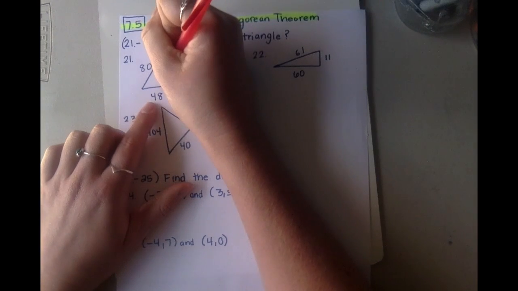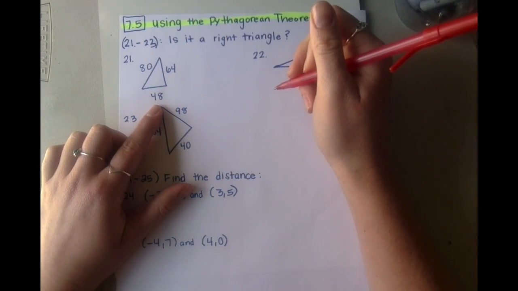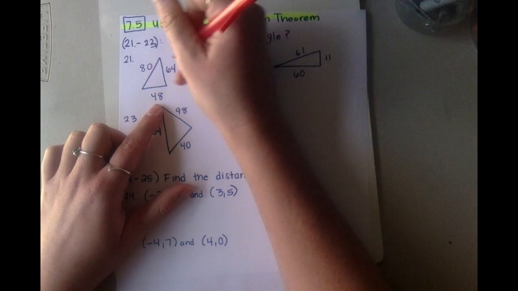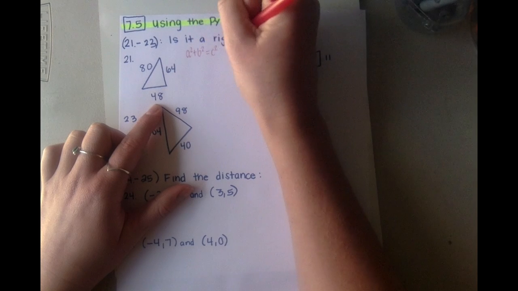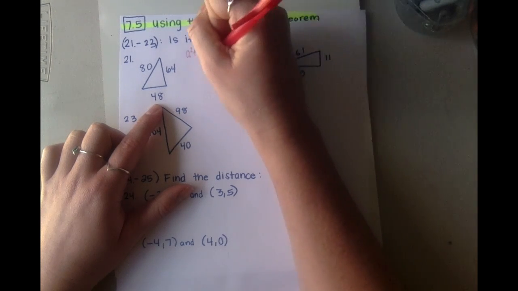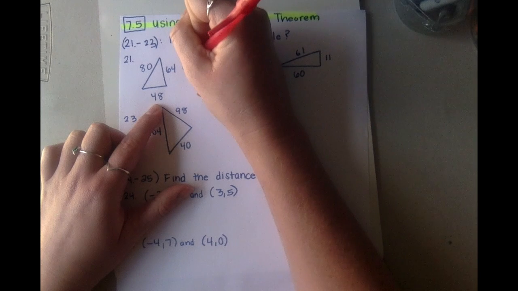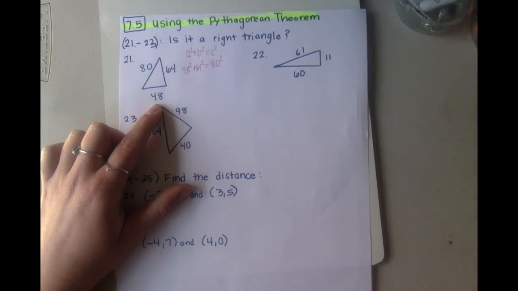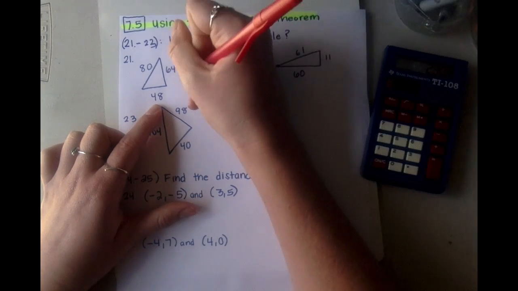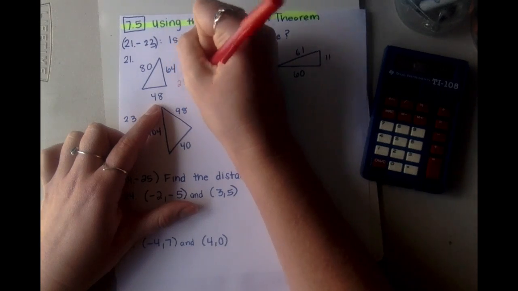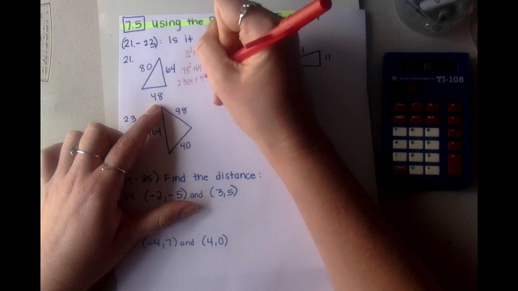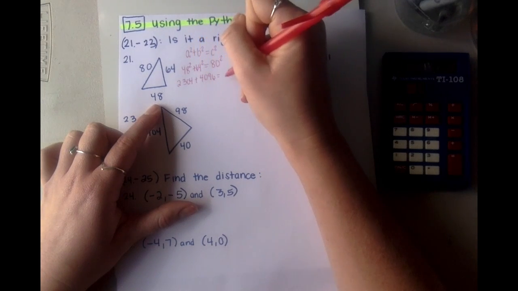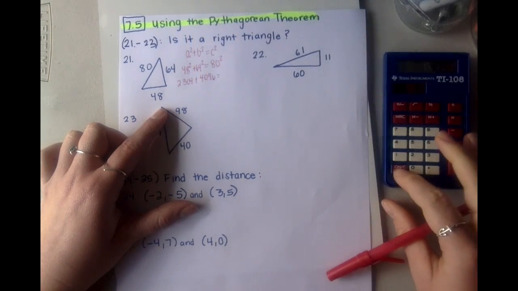So here, the longest length is your hypotenuse. So 80 is going to be equal to c. So I have to check a squared plus b squared equals c squared. 80 is my c. The other two, it doesn't matter. So 48 squared plus 64 squared. 48 times 48 equals 2304, plus 64 times 64 is 4096. And I want to know, is this equal to 80 squared?